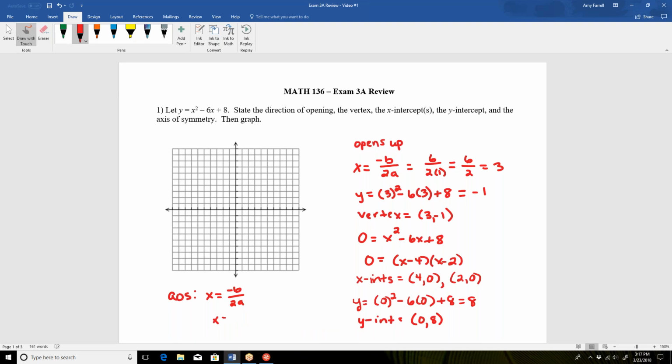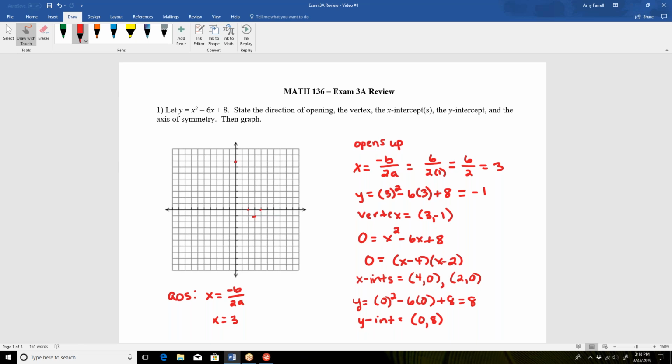So x equals 3. I'll dash it in. It's actually not part of the graph of the parabola, but it is the line about which the graph is symmetrical. Okay, so let's plot. Our vertex is at (3, -1). I mentioned this is going to be the lowest point on our graph. Our x-intercepts are (2, 0) and (4, 0), so we'll plot those. And we also have (0, 8). 1, 2, 3, 4, 5, 6, 7, 8 is our y-intercept.